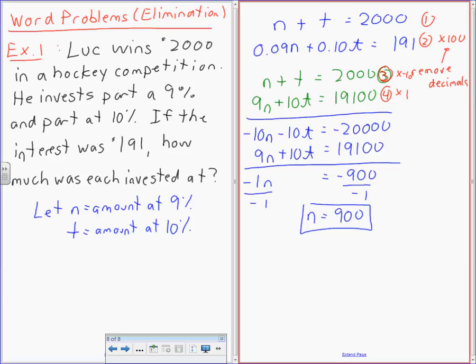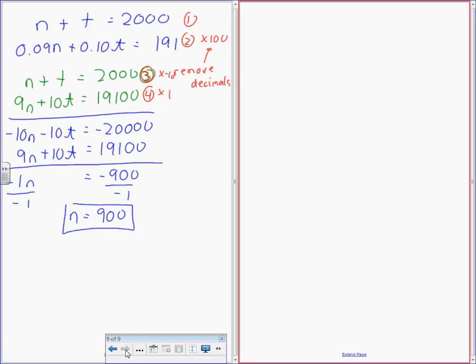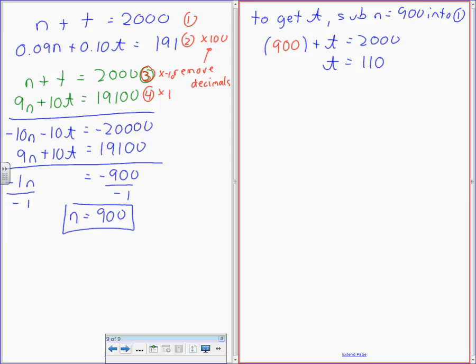How do I get my t value now, please? Yeah, go ahead, Aiden. Right. I'm definitely going to sub into this first equation because this is the easiest one by far. I'm going to do the sub thing because I'm a math teacher, okay? So to get t, I'll sub n equals 900 into 1. It's going to be, as Aiden said, 900 plus t equals 2,000. So t equals 1,100.